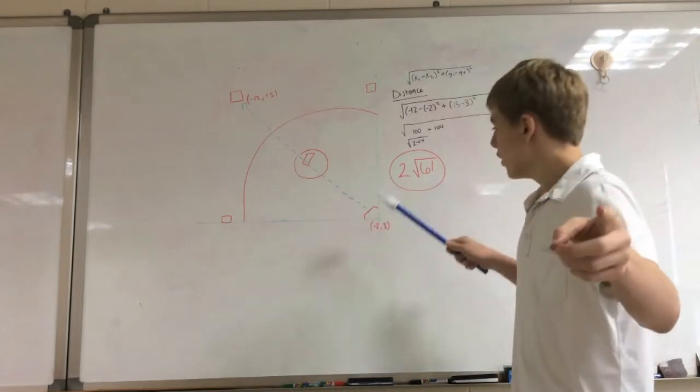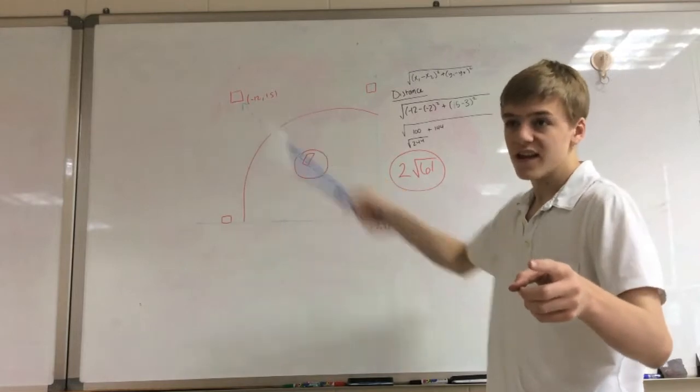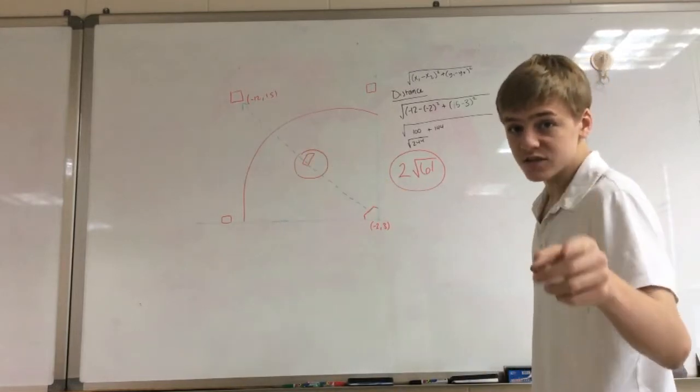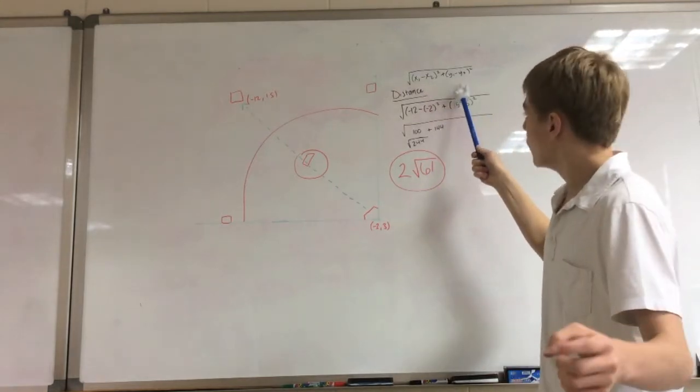So, you hit the ball from here to here. See the coordinates right here? -2, -3, to -12, -15. You're going to use the distance formula to find out how far you hit it. So that's (x1 minus x2) squared plus (y1 minus y2) squared.